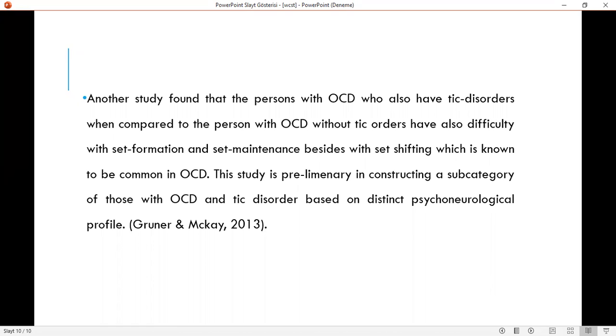Another study found that persons with OCD, obsessive compulsive disorder, who also have tic disorders, when compared to persons with OCD without tic disorder, also have difficulty with set formation and set maintenance, besides that of set shifting, which is known to be common in various forms of OCD. This study is preliminary in constructing a subcategory of those with OCD and tic disorders based on a distinct psychoneurological profile.